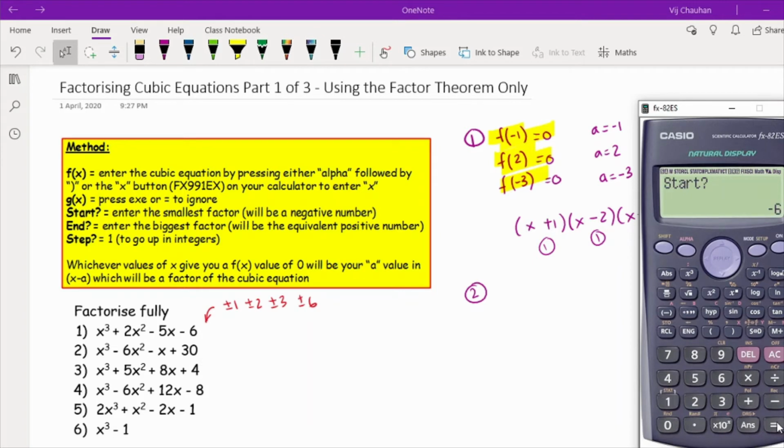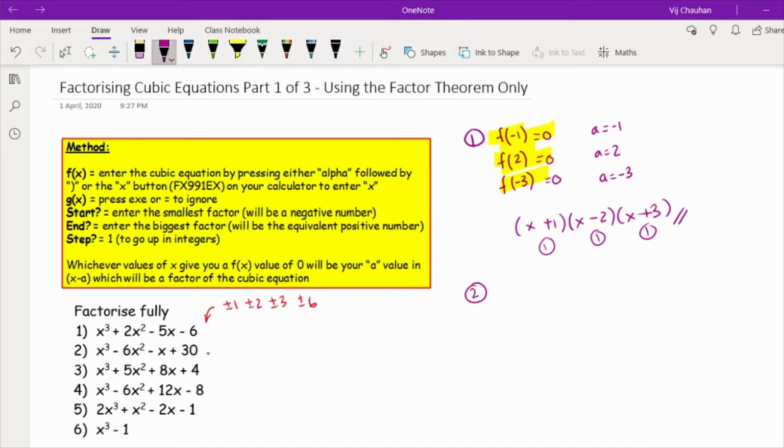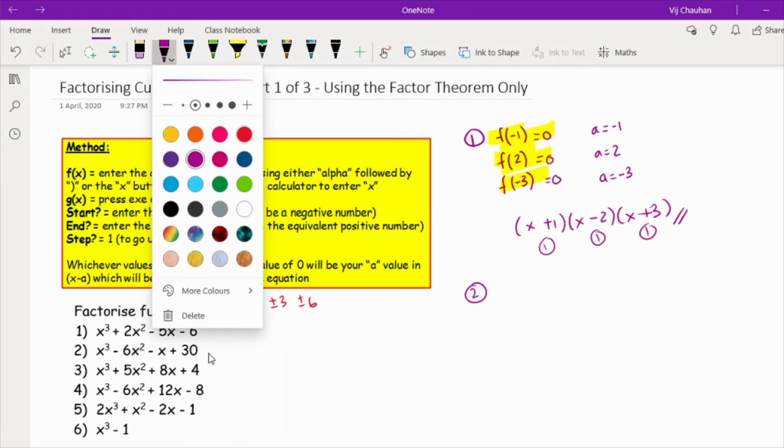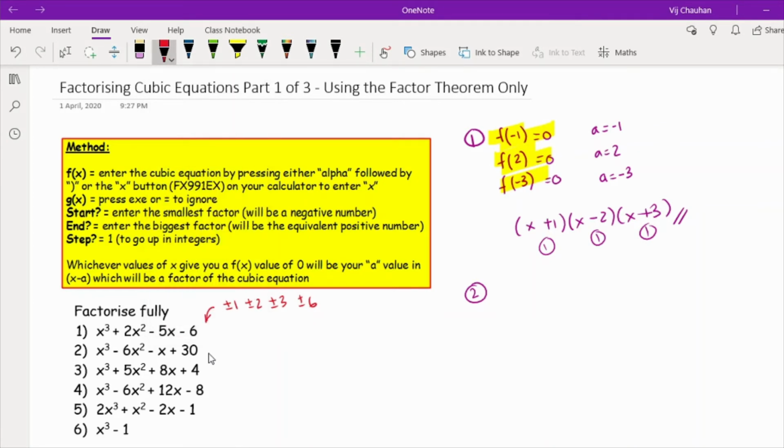Now as you can see in this particular example, I've got quite a lot of factors I could possibly have. And again, this is where another flaw comes from using this: here I could have plus minus 1, plus minus 2, plus minus 3, plus minus 5, plus minus 6, plus minus 10, plus minus 15, and plus minus 30. So there's quite a lot of factors.